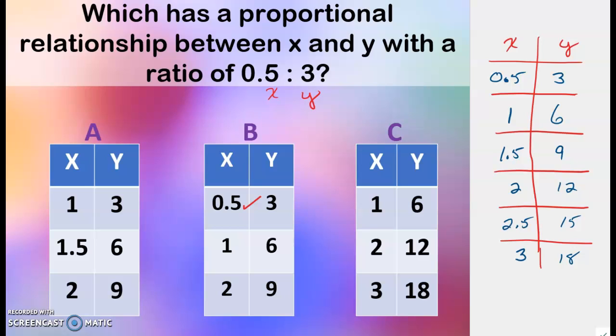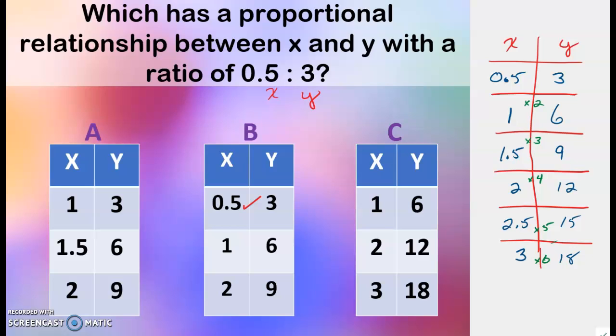So if you're multiplying, this would be your times 2 row. This is your times 3 row, times 4 row, times 5 row, and times 6 row. So 0.5 times 5 is 2.5, and 3 times 5 is 15. So we're going to look over here.